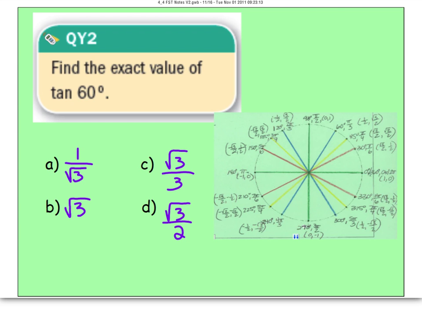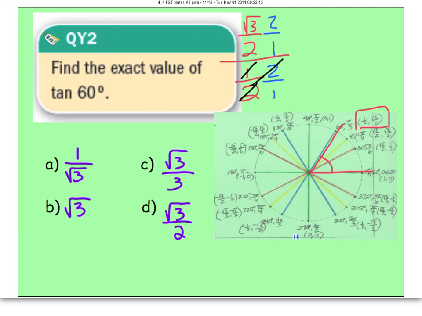Now they want us to do the similar thing, the exact value of tangent, but for 60 degrees. So I find 60 degrees on my circle. I identify the ordered pair. It's sine over cosine, so that's going to be the square root of 3 over 2 divided by 1/2. To clean up this fraction, same thing, multiply by the reciprocal. This clears out nicely. All we're left with here is the square root of 3 over 1, which is just the square root of 3.